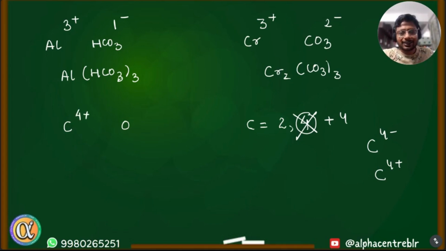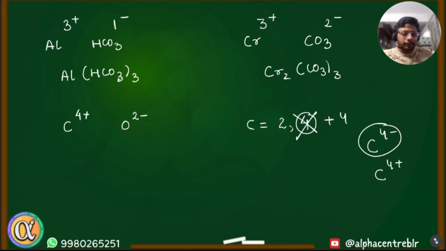What is oxygen's valency? 2 minus. Oxide is 2 minus. See, in this case, carbon is plus 4 and oxygen is 2 minus. I couldn't have taken carbide with oxide because both are negative. Negative and negative can't combine. So if carbon needs to combine with oxygen, the only way is that carbon gives and oxygen takes. So carbon becomes positive, oxygen becomes negative.